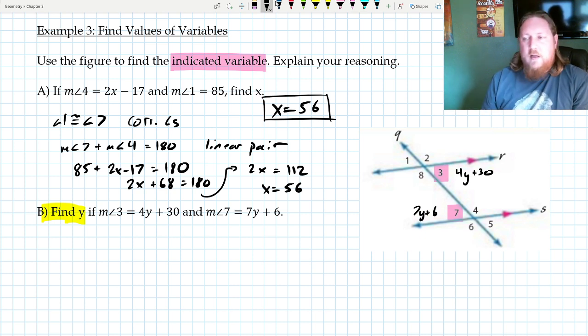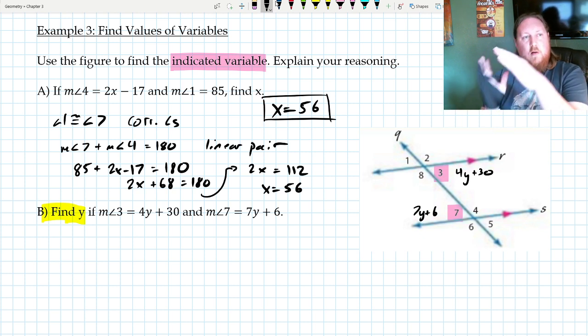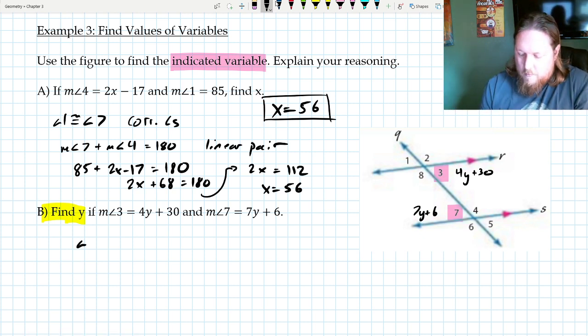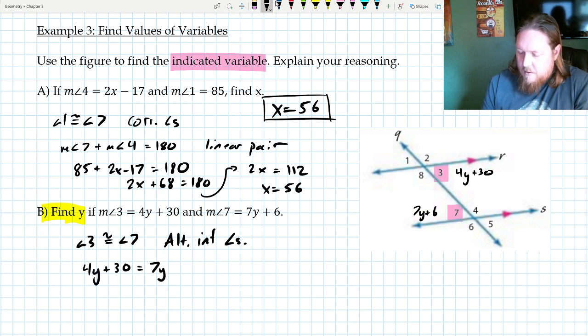Now we just need to identify it and see if there's any sort of relationship between angles 3 and 7. And I see they're on alternate sides of the transversal, and they're on the interior, so angle 3 is going to be congruent to angle 7 because they are alternate interior angles, which means their measures are the same. So all I have to do is write down the expressions that represent the measures. And now I solve. Subtract 4y from both sides.